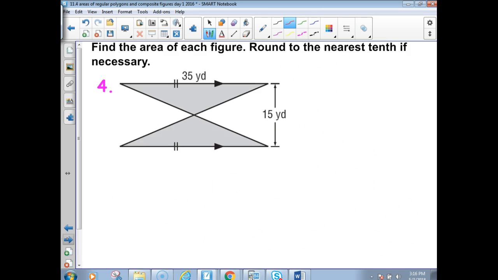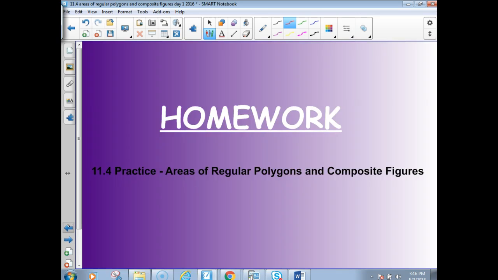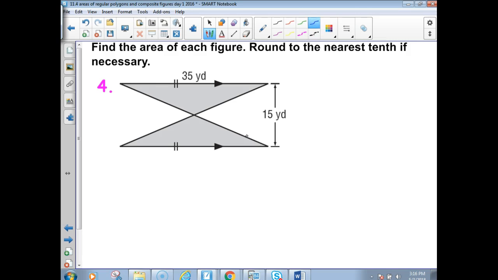Number 4, we've got two triangles. I think this is my last example before the assignment. Let's find out how tall the triangles are. Well, that's 15, so it's cut in half. All right, 7.5 apiece. The area of the triangle equals base times height divided by 2. So the base is 35, the height is 7.5, and then we divide by 2.